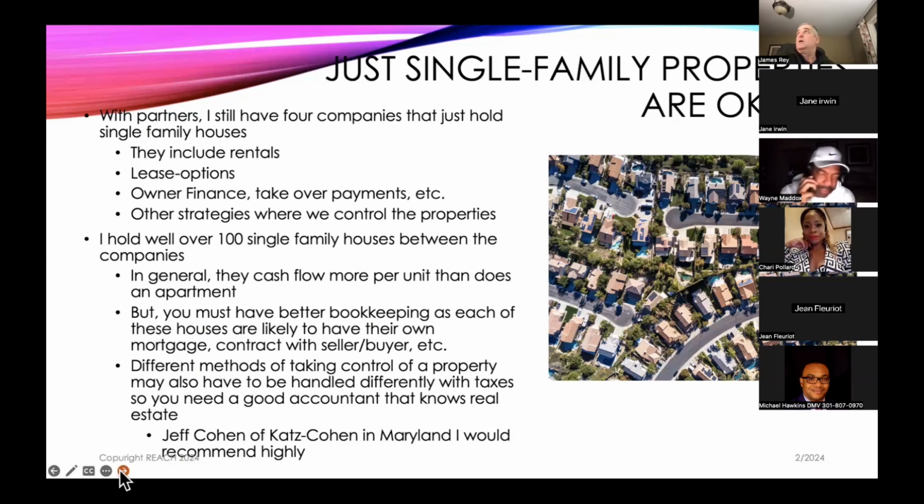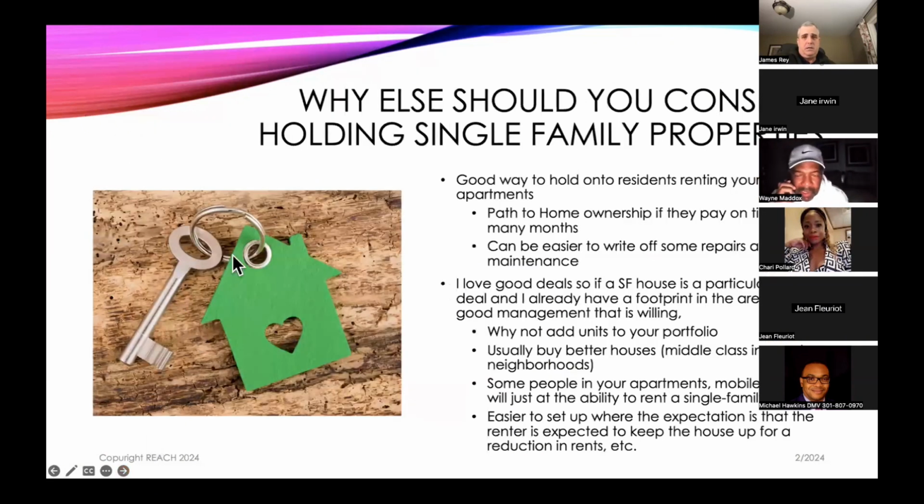All right, where are we here? Keep moving this around. Okay, so this is interesting. So we've done this actually with a couple of mobile home parks.